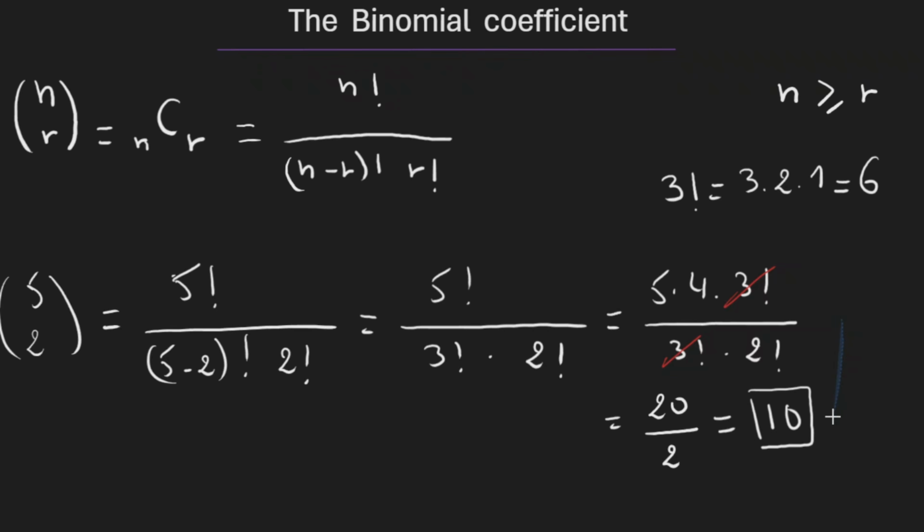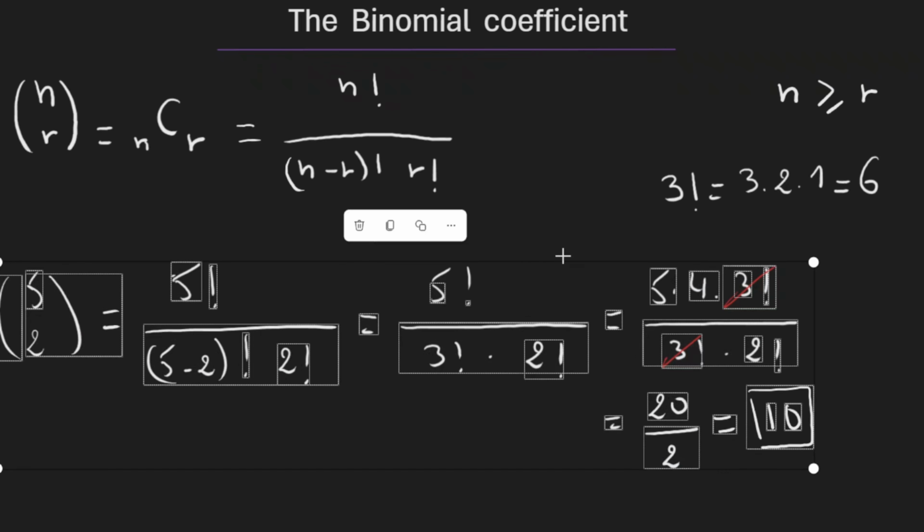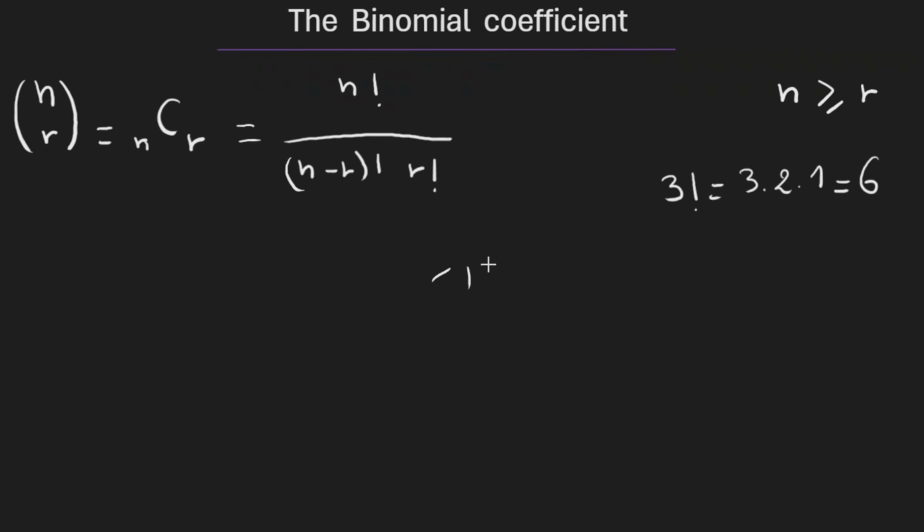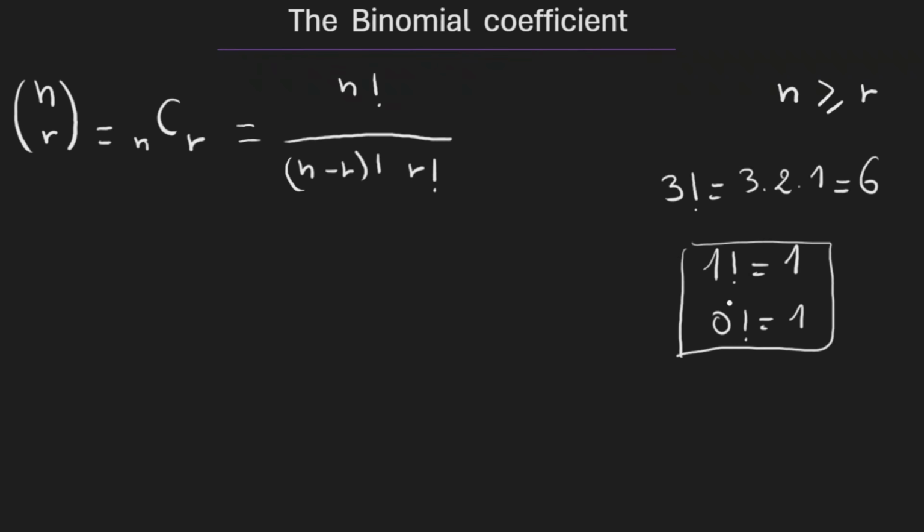Before we go to the third one, I need to show you something. 1 factorial is always equal to 1. Also 0 factorial is equal to 1. So keep this in mind. Let's have another example, this time with n and r having the same number. For example, 3 over 3, or 3 above 3.